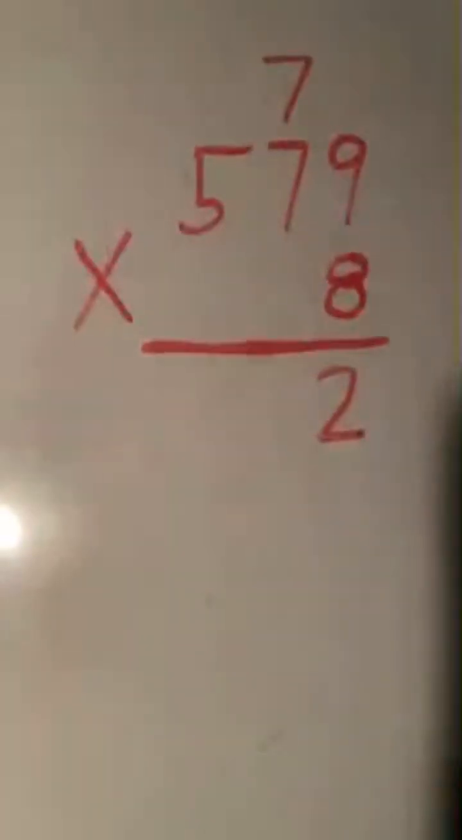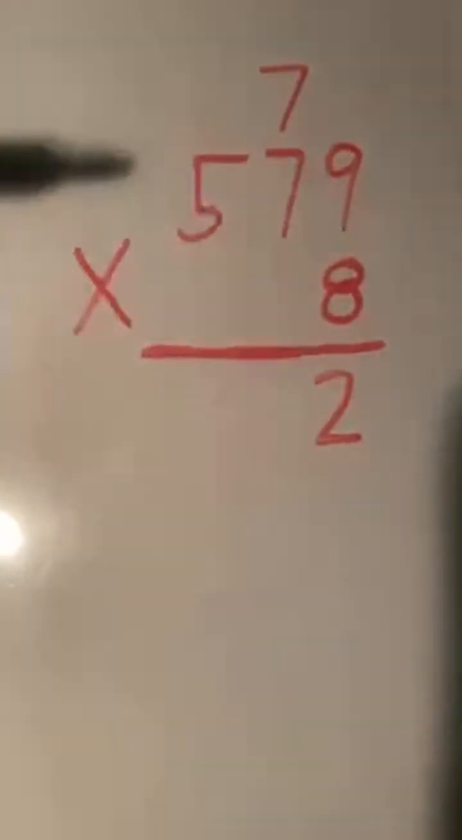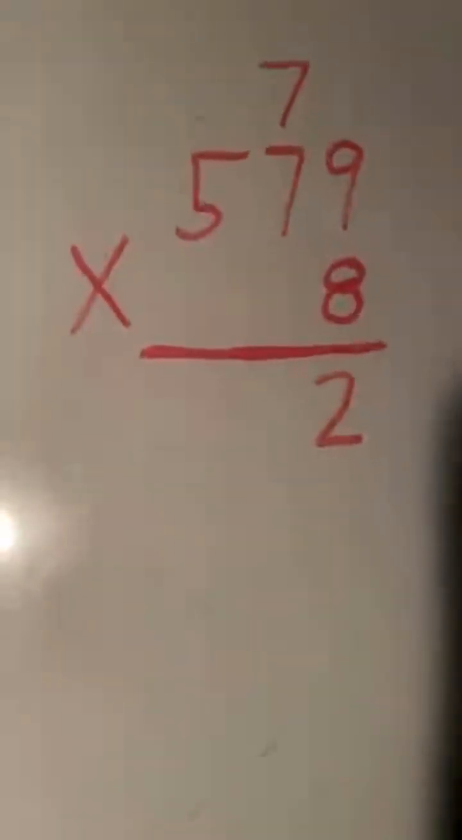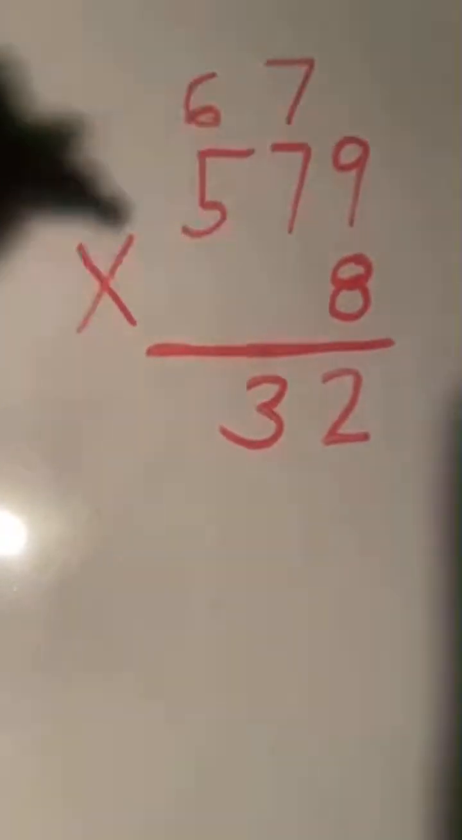Next, we multiply 7 times 8. And then the 7 that we carried over, we have to add that to our answer. So 7 times 8 equals 56. 56 plus 7 equals 63. Again, we regroup because our product is more than 10. So the 3 in 63 goes in the tens place. The 6 gets carried over to the hundreds place.